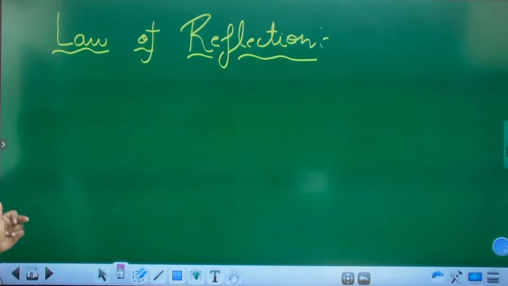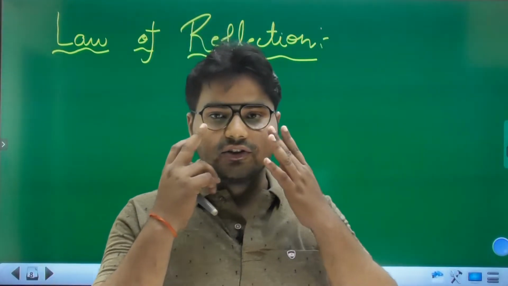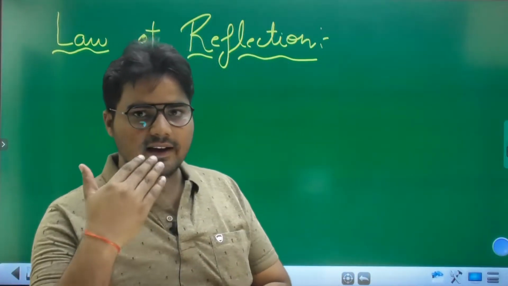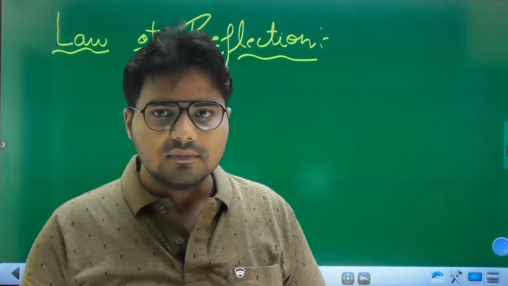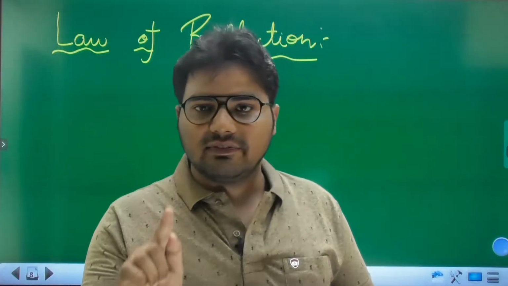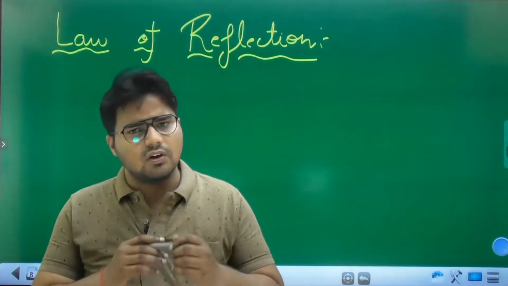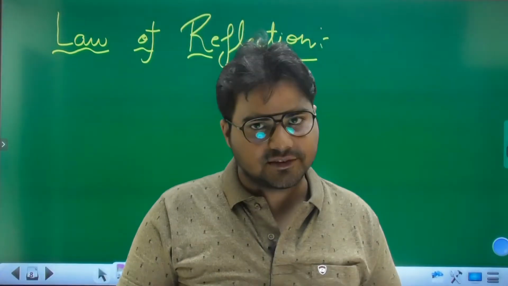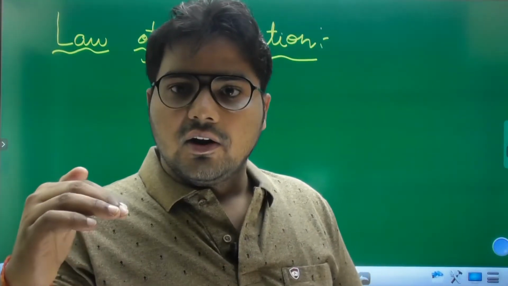Now we have to discuss the laws of reflection. There are two laws. First I will explain, and after that we will discuss thoroughly. The first law is that the angle of reflection is always equal to the angle of incidence, whatever the angle of incidence is. And you know that the angle of incidence is always measured from the normal.